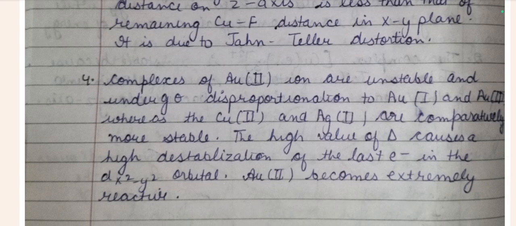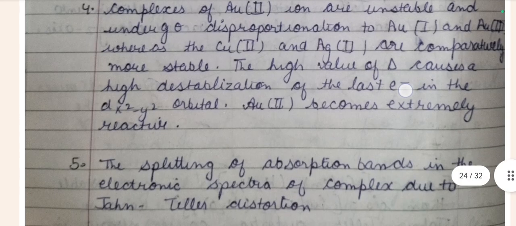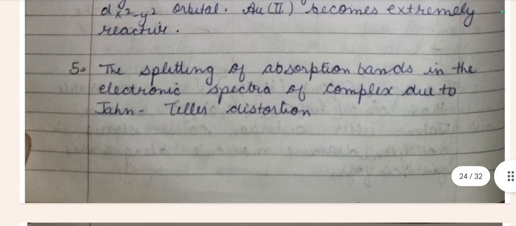Complexes of the Au2+ ion are unstable and undergo disproportionation to Au+ and Au3+, whereas Cu2+ and Ag2+ are comparatively more stable. The high value of delta causes a high destabilization of the last electron in the dx square minus y square orbital, and Ag2+ becomes extremely reactive. The splitting of the absorption band in the electronic spectra of a complex is due to the Jahn-Teller distortion.